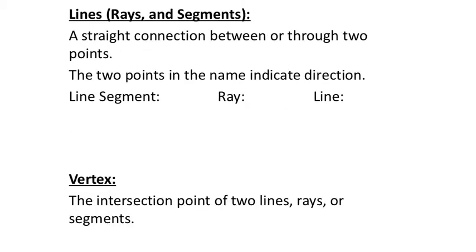So lines, for example. There are also different types of lines, I should say, rays and segments. Lines are the ones we're going to be looking at. They're usually straight and they're connected between or through 2 points. Now if they're connected between 2 points, let's look at that. That's what we call a line segment. If I have a point right here and a point right there, and I connect those two with a line, we'd call that a line segment.